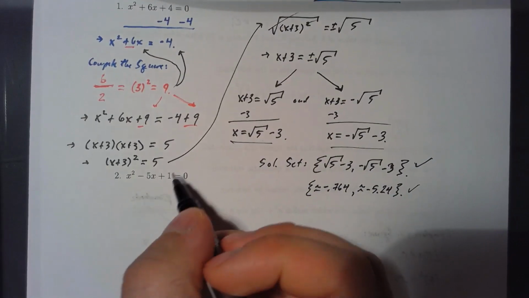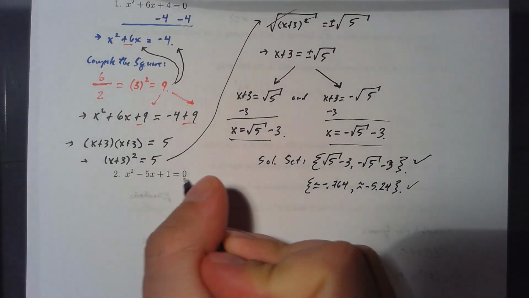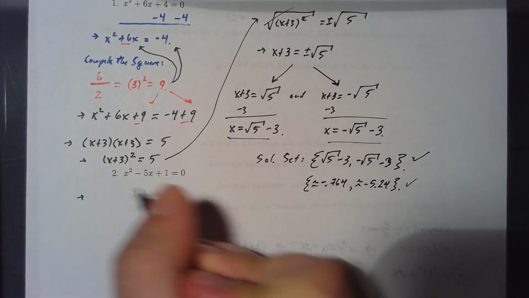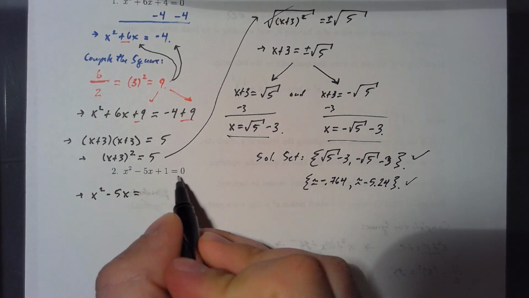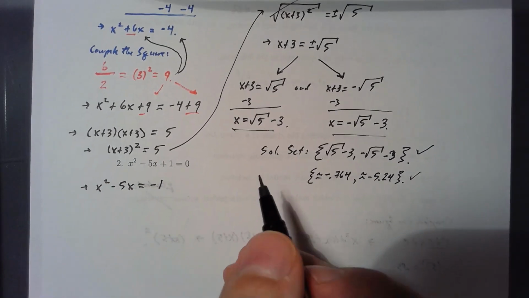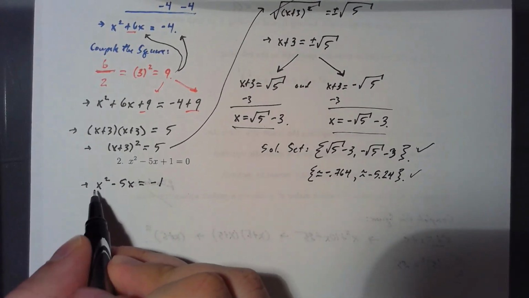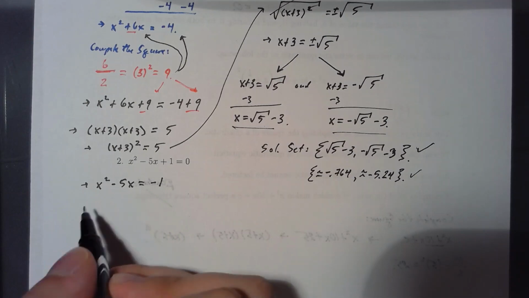So, okay, first thing you want to do, subtract the 1. Bring the c term over. X squared minus 5x equals, when you subtract 1, you're going to get negative 1. The leading coefficient is 1, so I don't have to divide through anything.